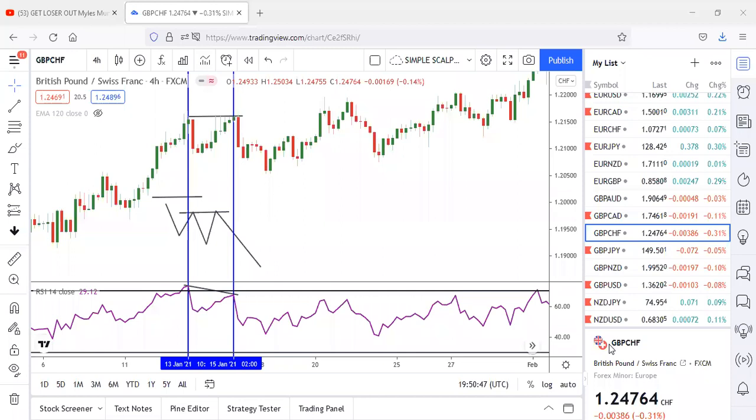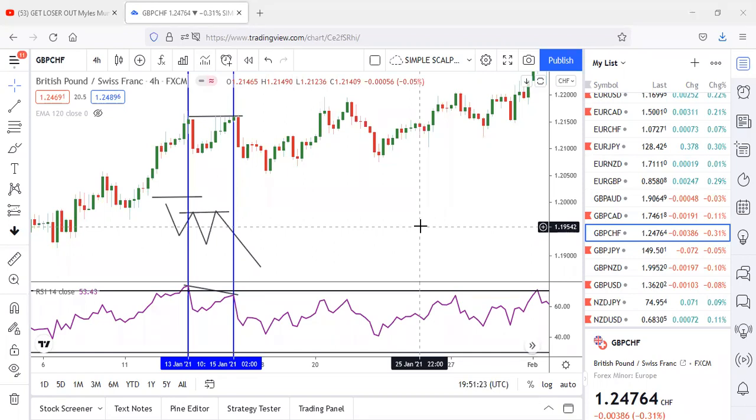Of course, you can spot divergence on all time frames. But the reason why I stick to 4 hours and daily is simply because number 1, the 4 hour is stronger than the lower time frames. Number 2, your reward will be much more than what you will have on H1. I hope that is very, very clear.